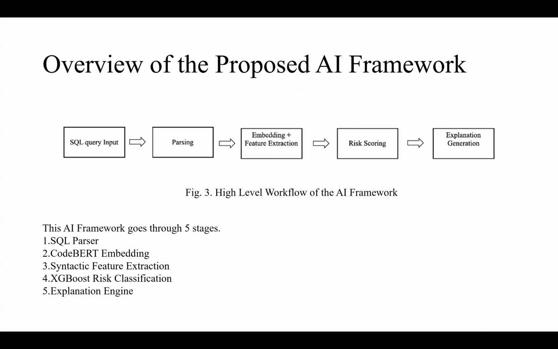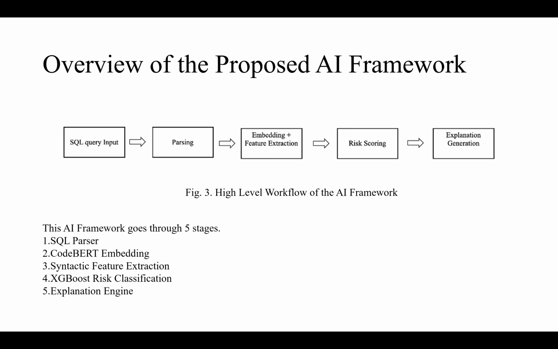The model outputs a risk probability score between 0 and 1, which reflects the likelihood that the query may violate privacy norms. I apply a configurable threshold, typically 0.85, above which the query is automatically flagged as blocked.